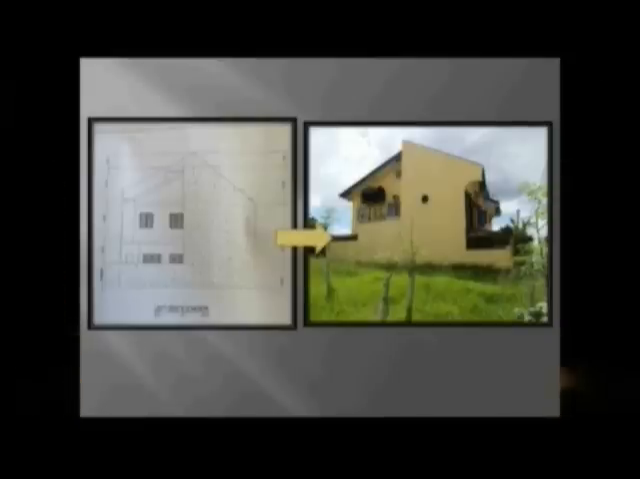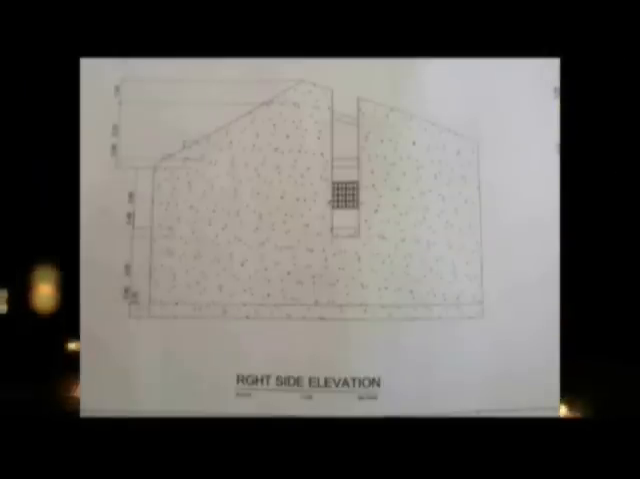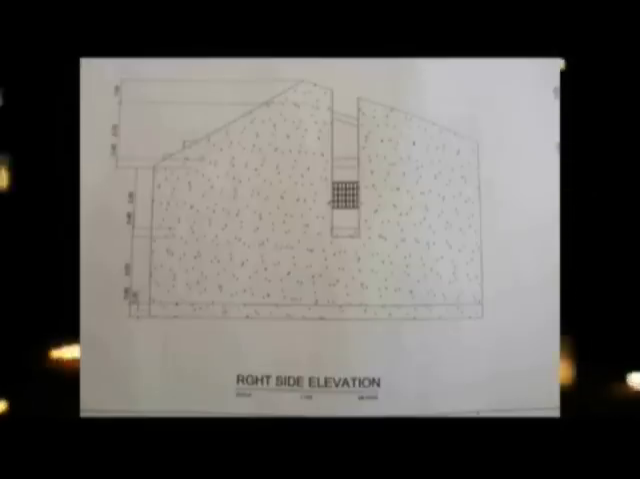Next is the left side view. This is the right side view of the house. And this is the rear view. Unfortunately, we cannot see the actual rear view of the house because there is another house blocking the view.